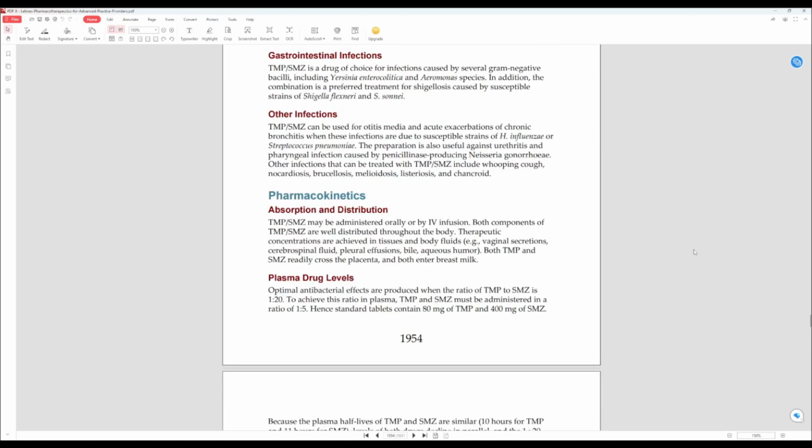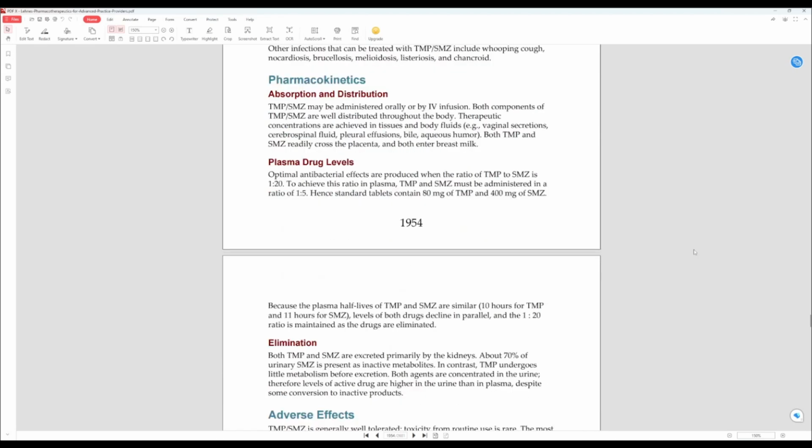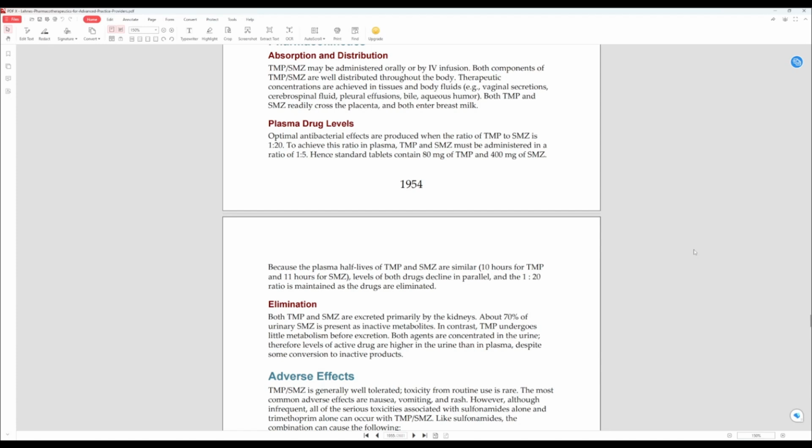So, its pharmacokinetics, absorption and distribution. TMP-SMZ may be administered orally or via an IV infusion. Both components of the TMP-SMZ are well distributed throughout the body. Therapeutic concentrations are achieved in tissues and body fluids, and both TMP and SMZ readily cross the placenta and both enter the breast milk.